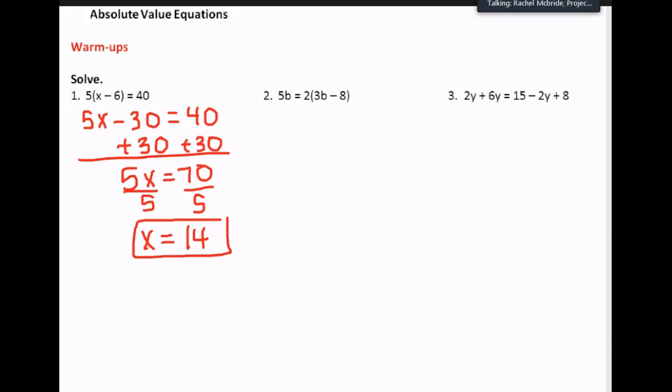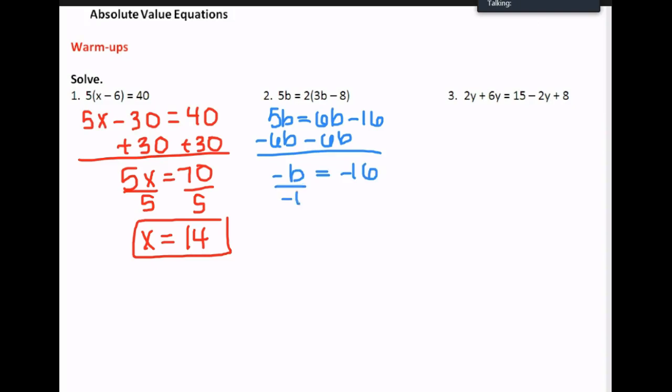In number 2, you'd start by distributing your 2. And then, I know we say we try to avoid negative variables, but if I wanted to keep the variable positive, then it's going to add an extra step. So this is the rare case. I would subtract my variable to start and make it negative. Dividing both sides by -1 gives b equals 16.